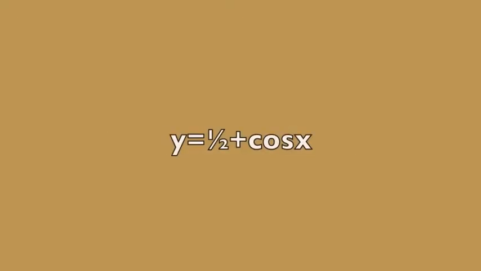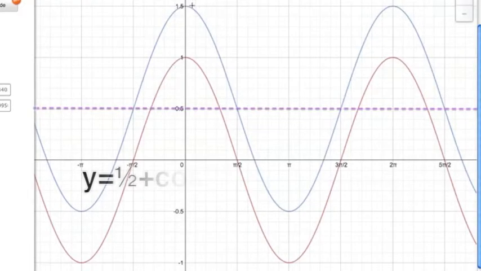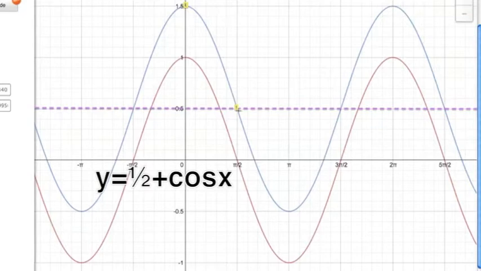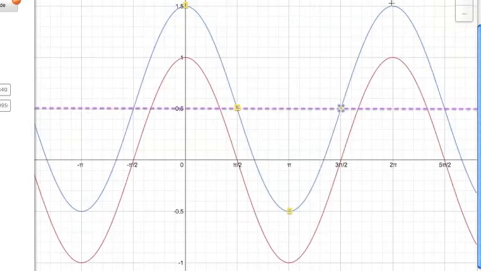Because it is a vertical shift, it is direct. The vertical shift of y equals 1/2 plus cosine x is 1/2. The purple line shows the x-axis at 1/2, the new origin where you start. The function is the same as y equals cosine x, except it is shifted 1/2 unit up.